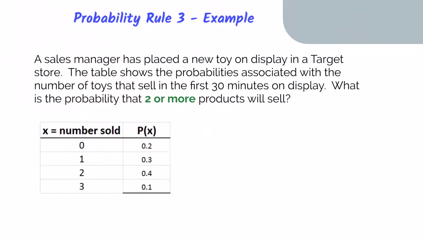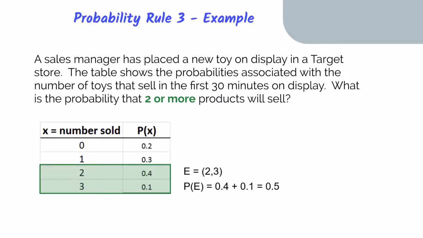We have the same story as before. The sales manager has placed a new toy on display for sale at a Target store. Here is a table of probabilities for the number of products that sell in the first 30 minutes on display. If we wanted to know the probability that 2 or more products will sell, we would identify our related probabilities for selling 2 or more products. Here we have highlighted 2 and 3 toys being sold, since this would satisfy our event of interest. We then add up the probability of each event to get a total probability for our event of interest. So in this case, 2 or more products will sell at 0.5 probability, or a 50% chance.